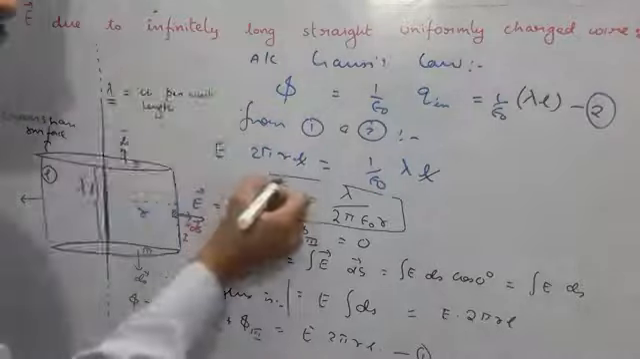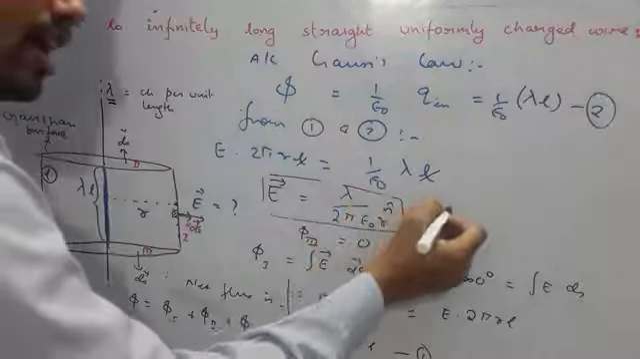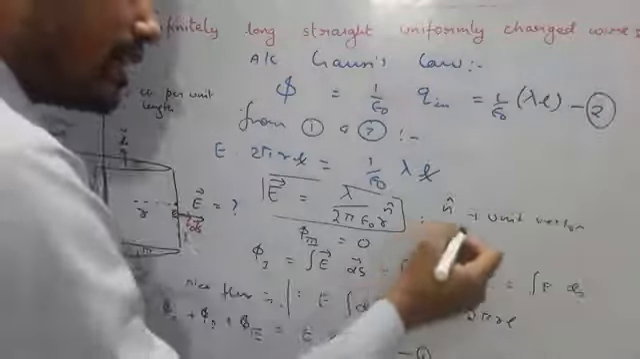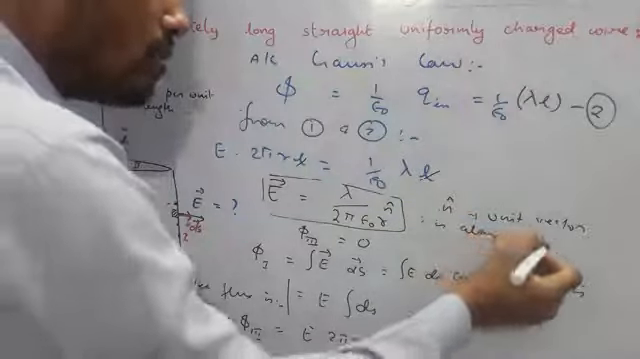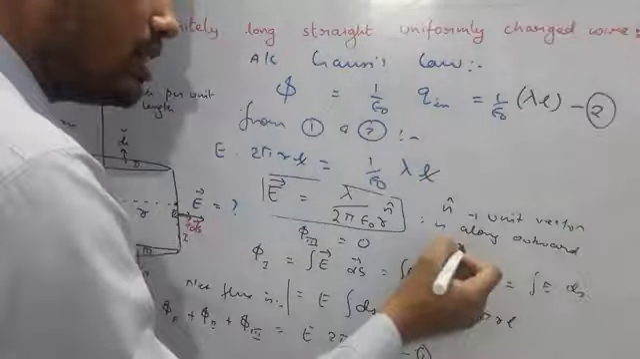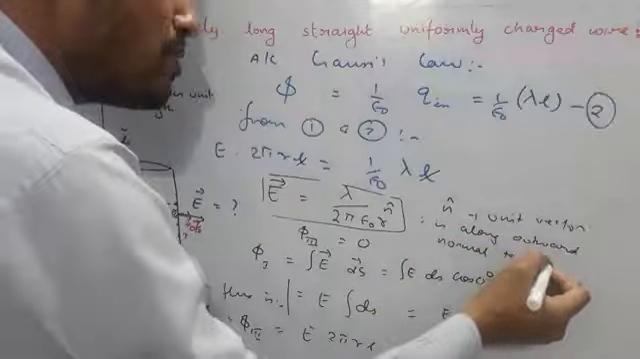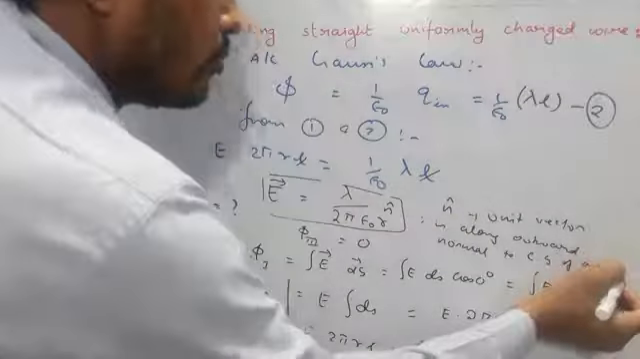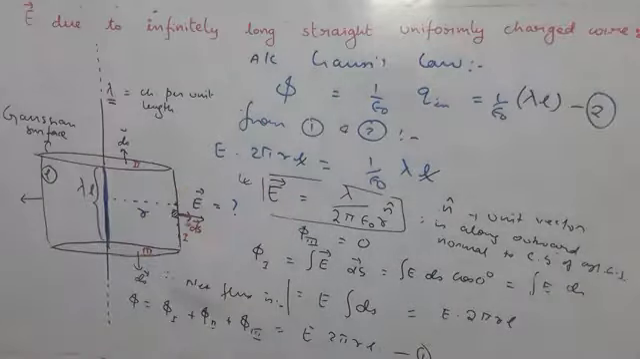And if you want to write in vector form, you should write here n cap, where n cap is the unit vector. Where is it directed? It is directed along the outward normal to the curved surface of the cylinder. Instead of cylinder, you can write cylindrical Gaussian surface. So this is our final expression for electric field due to a line of charge. I will suggest students to practice this particular derivation. This is a very simple one. Likewise, we will see some more derivations today.